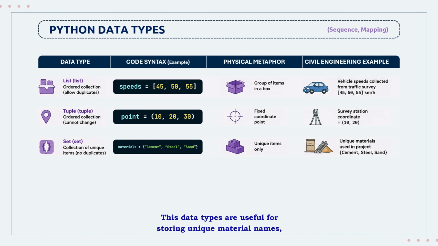This data type is useful for storing unique material names, unique road names, unique contractor IDs, unique soil classifications, unique equipment numbers, and so on.